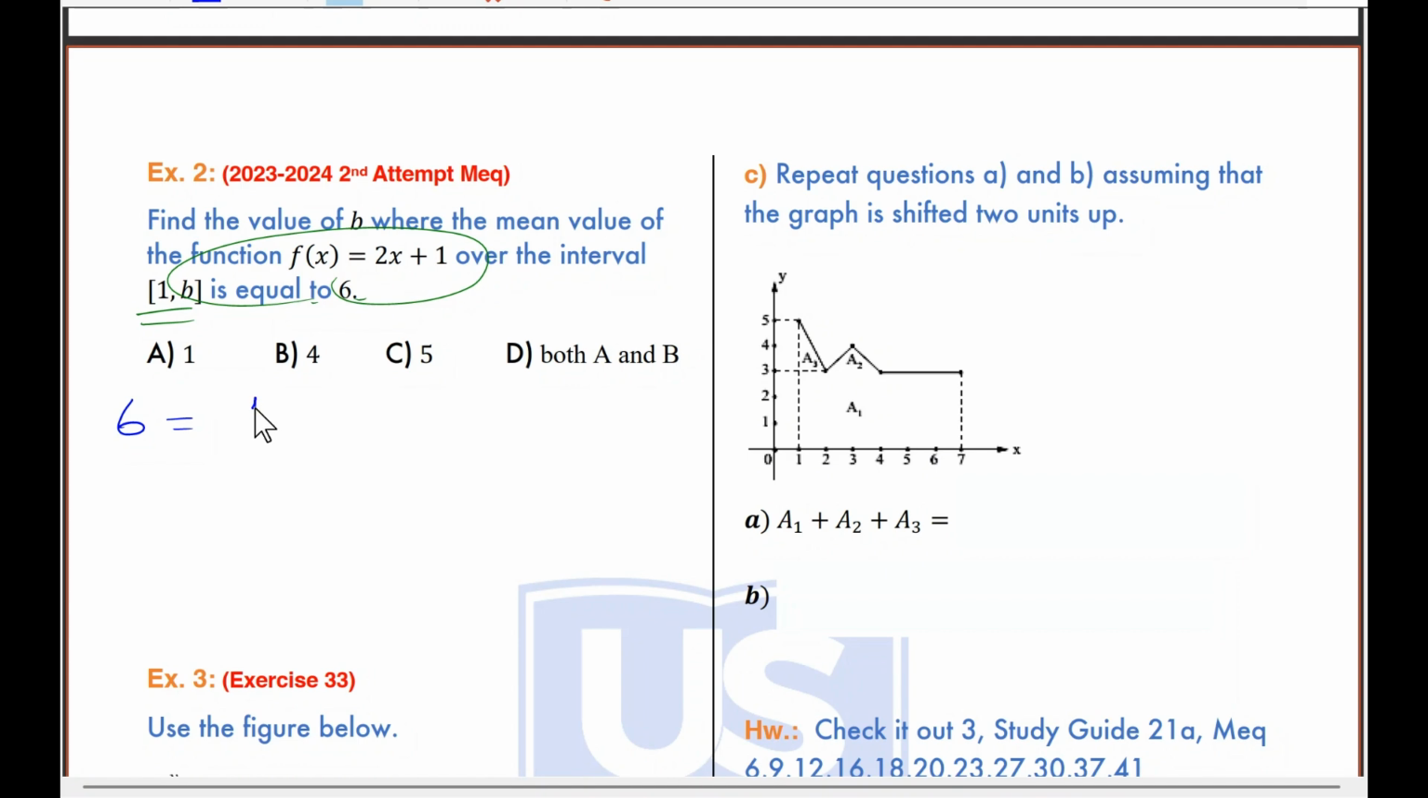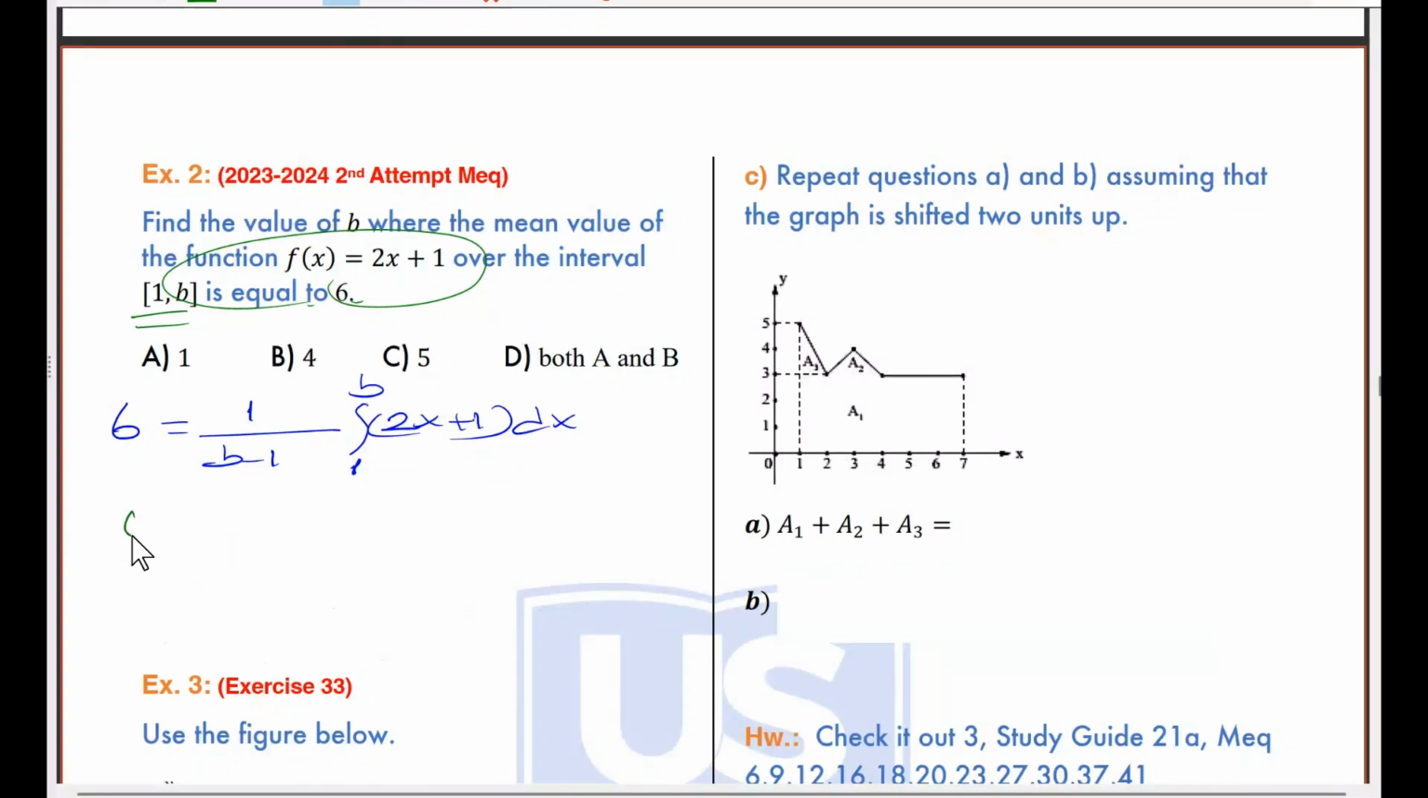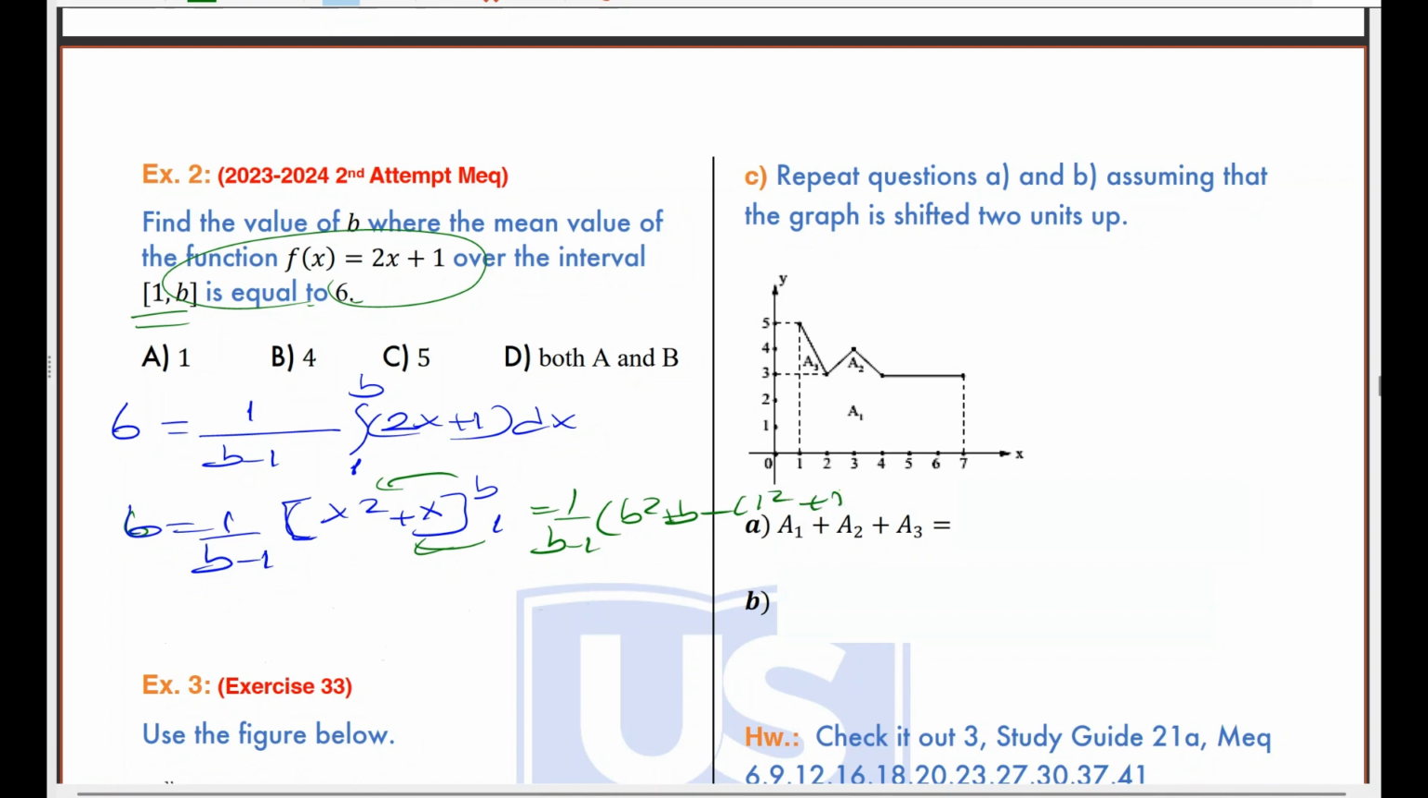Equalize it to the formula. Formula is 1 over the difference of the bounds, which are b and 1, times the integral from lower bound to upper bound of this given function dx. That's it. Now, 6 is equal to 1 over b minus 1. Take the integral. Integral of 2x is 2x squared over 2, which is just x squared, plus integral of 1 is x. We are integrating this at b and 1. So let's substitute the upper bound first and the lower bound, which will be in a bracket: b squared plus b, minus 1 squared plus 1.